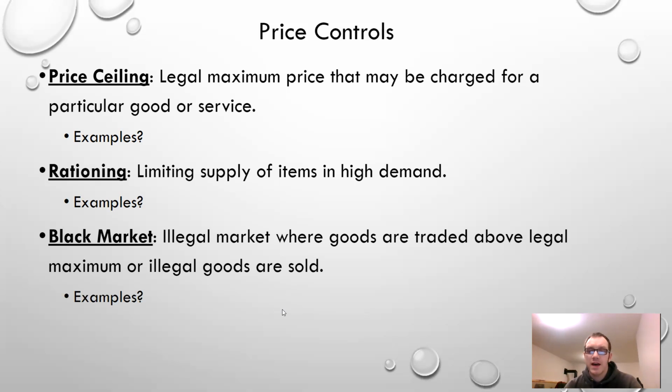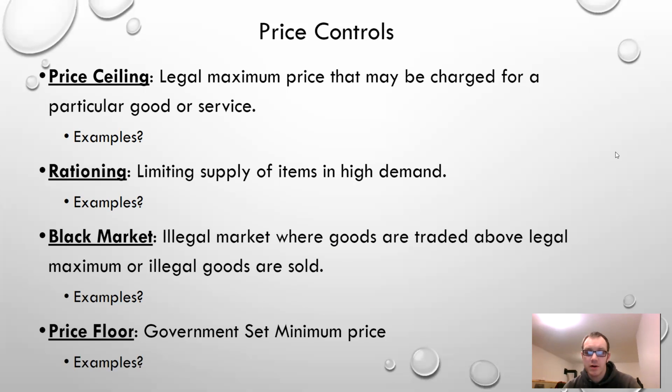The third one is the black market, an illegal market for goods that are traded above the legal maximum or where illegal goods are sold. Maybe somebody wants something, but they can't get it because there's a limited supply and you can only charge so much. Well, on the black market, you may charge a little extra for it. We see this a lot with drugs. Illegal drugs are sold on the black market because they're not allowed. We see it with guns and weapons that are not registered or cannot legally be purchased. Those would be a few examples we see for the black market.